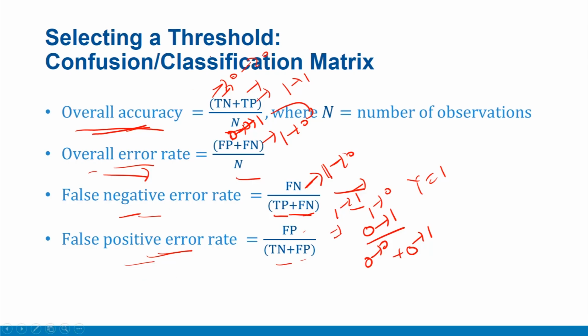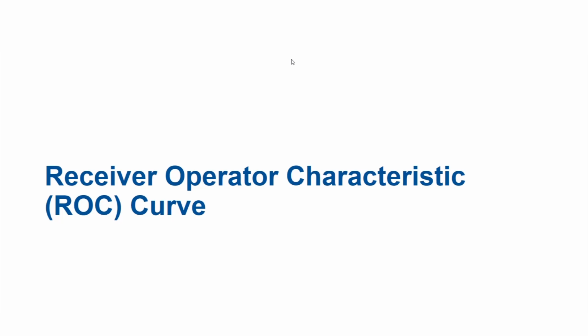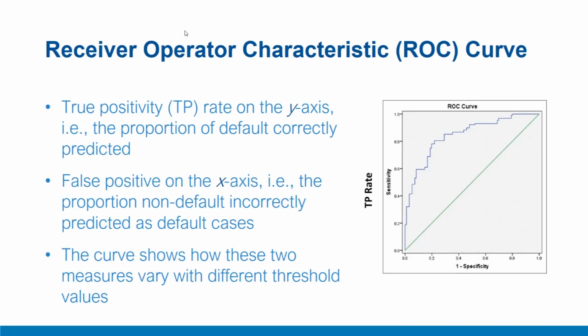In this video, we'll discuss the receiver operator characteristic curve, which is a very important visual measure of the accuracy of a classification algorithm. Recall our discussion on true positives and false positives. Remember, true positives are the same as the sensitivity measure, and false positives are 1 minus the specificity measure. We discussed these formulas in the previous video.